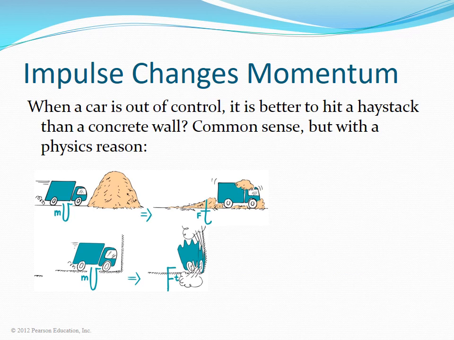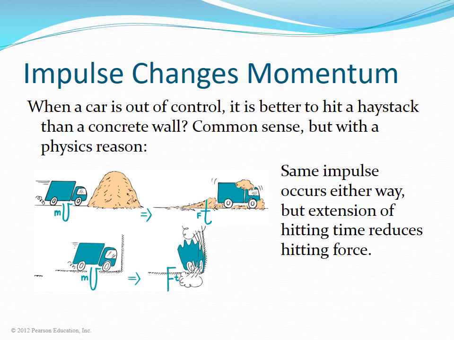When a car is out of control, it is better to hit a haystack than a concrete wall. This is common sense, but it has a physics reason. The same impulse occurs either way. It is the same change in momentum. But by extending the contact time, you reduce the force of impact.